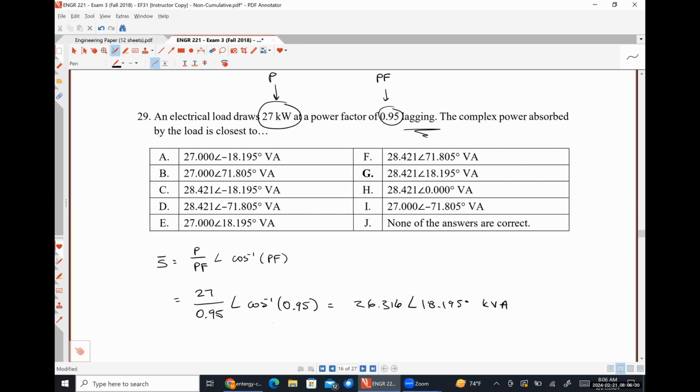Kilovolt amperes. So all of these should have been kilovolt amperes, and looks like the right answer isn't available because I did 25, not 27. Let me fix that. 28.421. Sorry, I typed the wrong thing in. Angle 18. Oh, the one that was highlighted. Gee, I'll be damned.